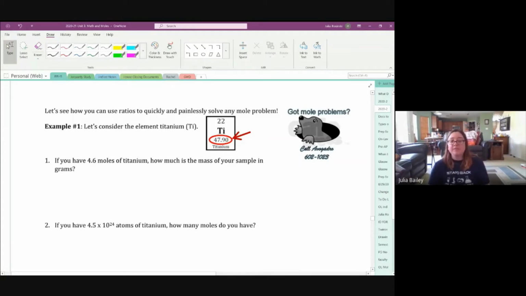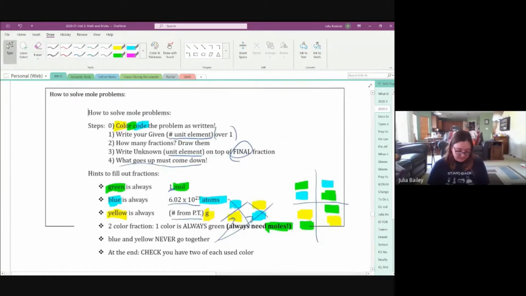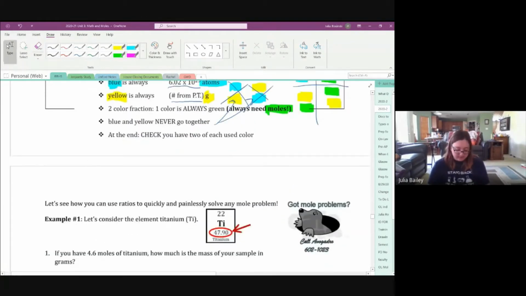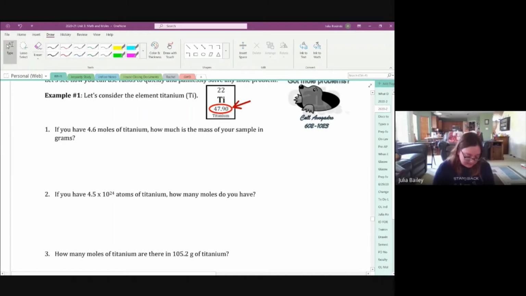If you have 4.6 moles of titanium, how much is the mass of your sample in grams? Start with your step 0, which tells you to color code. Just color code it. Find your color words. So I see the word moles, which is green, and I see the word grams, which is yellow. Okay, I color coded. That's not too bad, right?